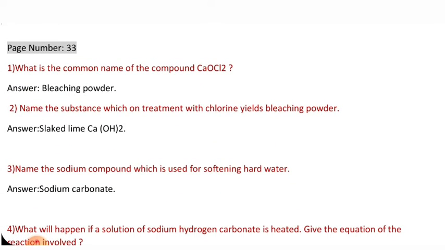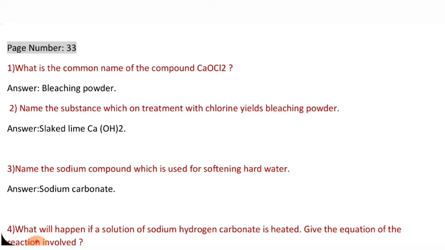What is the common name of the compound CaOCl2? The common name of the compound CaOCl2 is bleaching powder. Name the substance which on treatment with chlorine yields bleaching powder. The substance which on treatment with chlorine yields bleaching powder is slaked lime or calcium hydroxide.